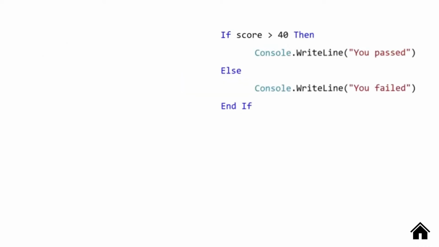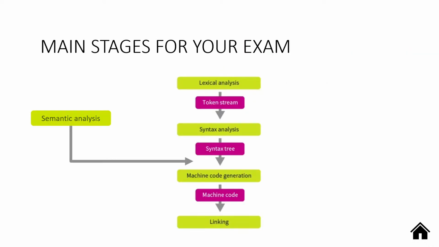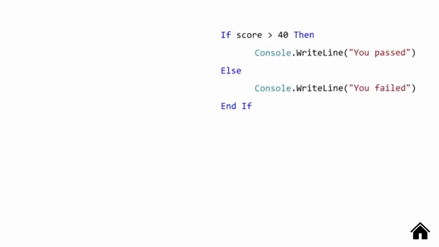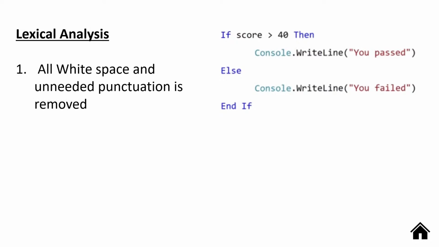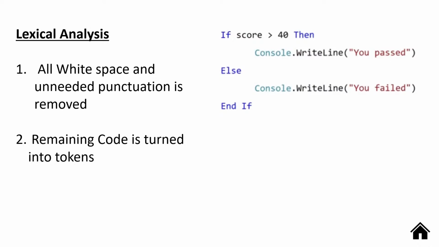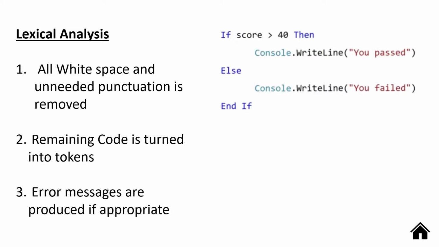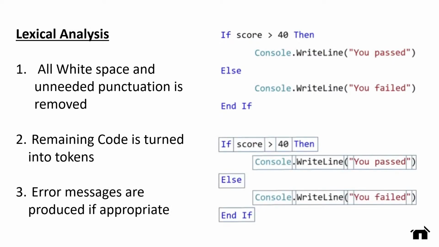Anyway, so there is some code, and in the first stage of the compilation process, lexical analysis, we look at the code and we basically do a few things. We start with taking all the white space off, and unneeded punctuation, code comments, etc. all get stripped off your code. We then turn the code into something called tokens. So we turn the code into something like this. We break it up into tokens.